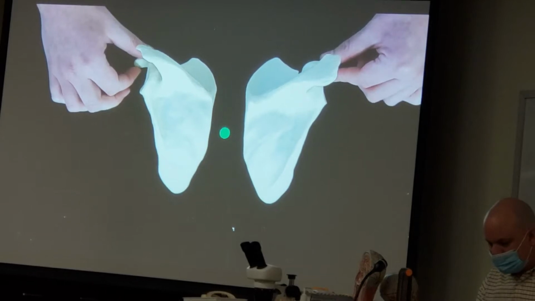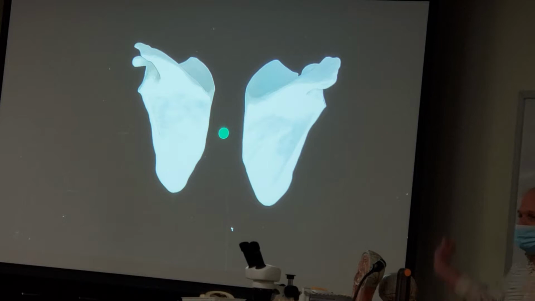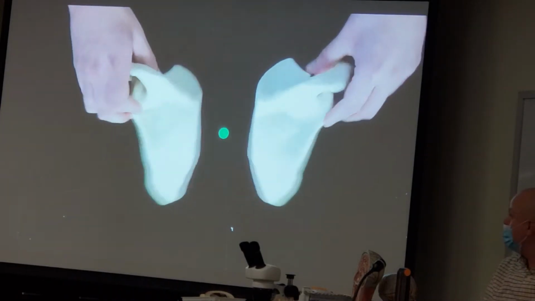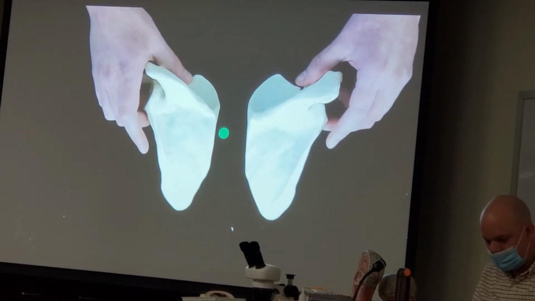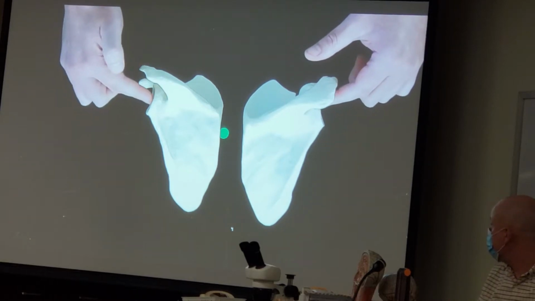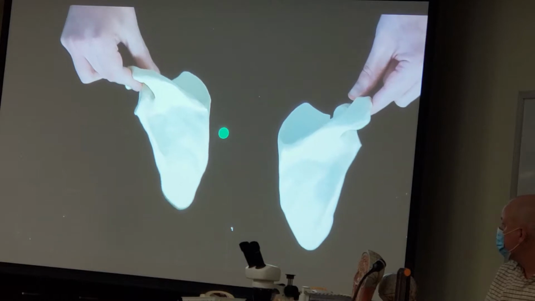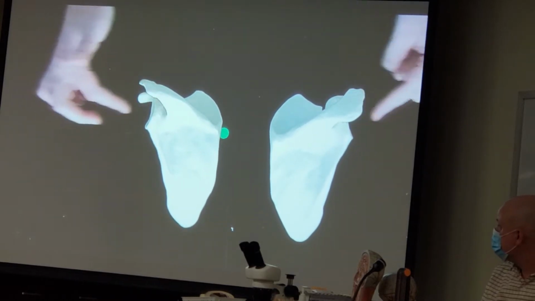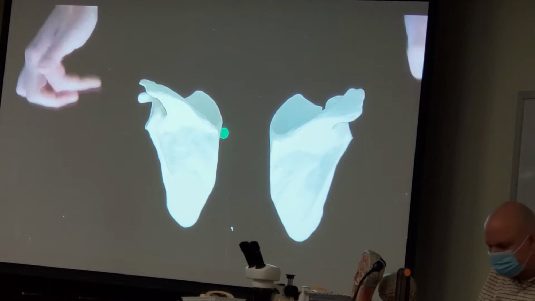So, this is going to be the spine of the scapula. If someone was doing this with their arms, you'd see this going on with their scapula. Floating over the rib cage, the posterior aspect of the rib cage. These are going to be the glenoid cavities. They're going to be projecting laterally to articulate with the head of the humeruses.